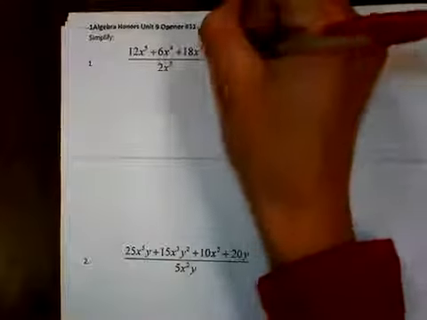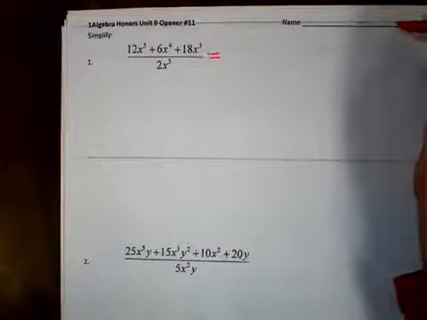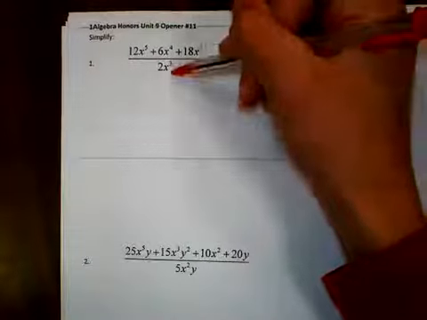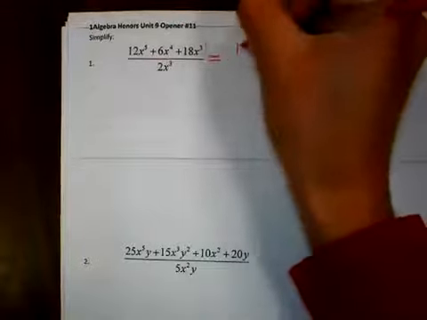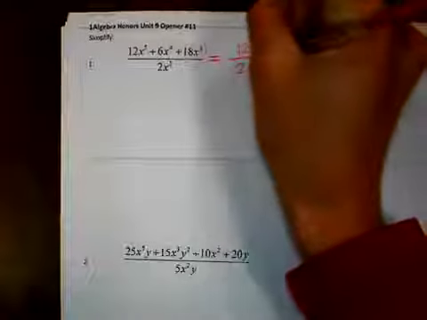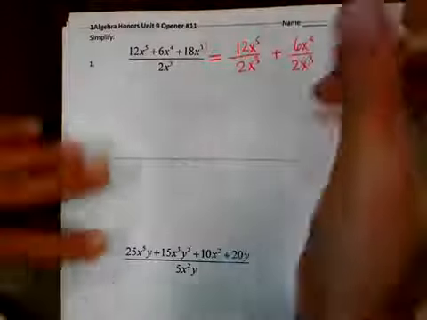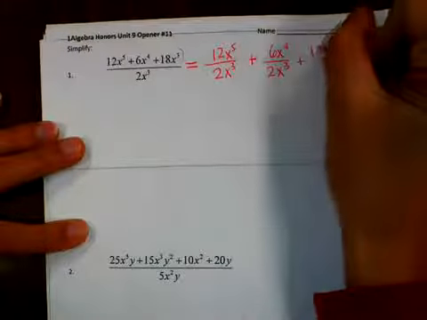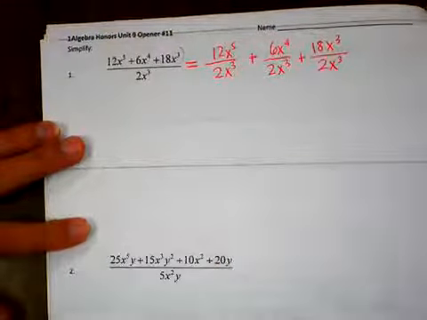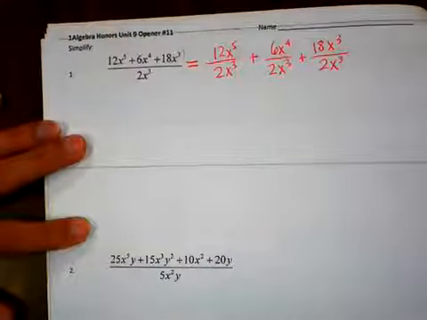So the first thing I would do is rewrite the problem, and I know that everything that's in the numerator is going to get divided by our denominator here. So I'm going to rewrite this as 12x to the 5th over 2x to the 3rd plus 6x to the 4th over 2x to the 3rd plus 18x to the 3rd over 2x to the 3rd. And now I'm going to simplify one fraction at a time.